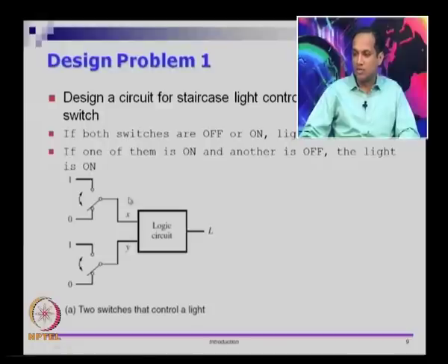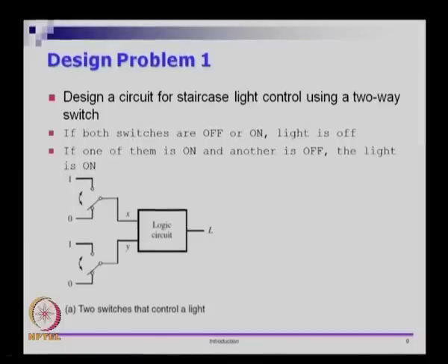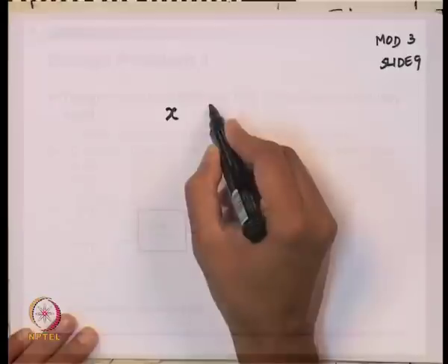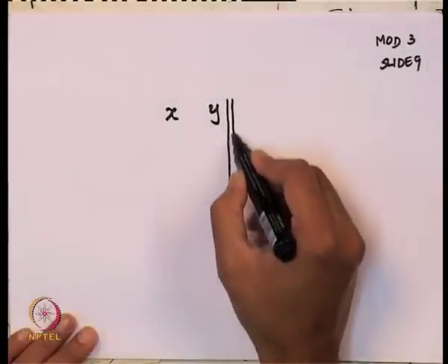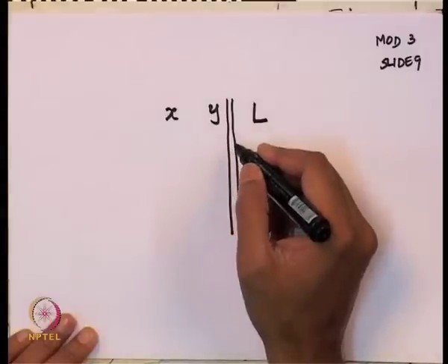Let us see how to think about this. If both the switches are off or both are on, the light is off. If one of them is on and one of them is off, the light is on. We want to think in terms of expressions for these, so we will start with the notion of a truth table. I am going to assume that there are two switches X and Y, and I want to design the logic for L.